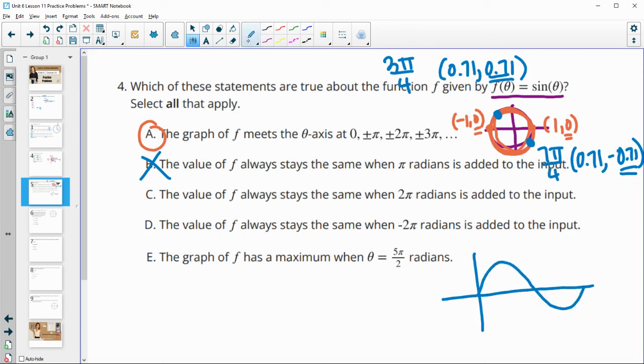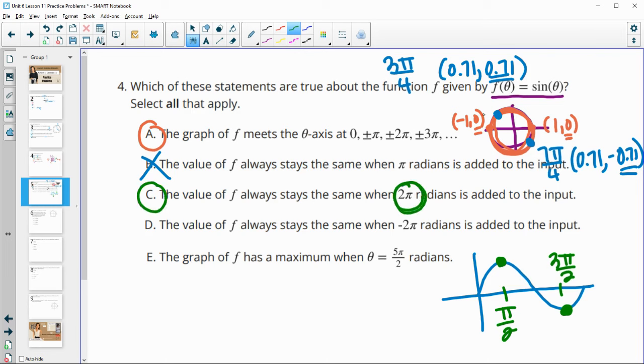You can also look at that in the graph of sine. So if you looked at, like, here's pi over 2 even, and here's 3 pi over 2, that's halfway apart, and now it's down here, or a pi unit apart. So this one's at 1, this one's at negative 1. So it does not stay the same every pi radians.